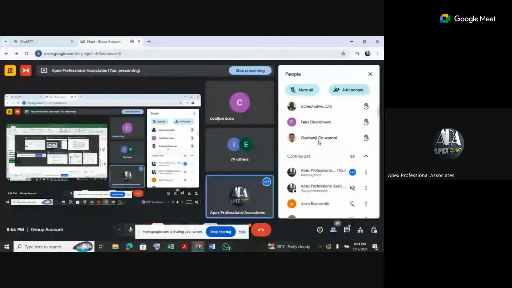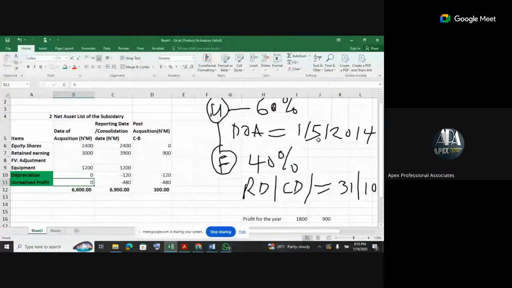Tolu, like I mentioned before, I don't always like to make things complicated. I like to do things the simplest way. I remove depreciation and unrealized profit from the net asset list. Remember that you can only take unrealized profit from your net asset list if and only if the subsidiary is selling. If it is the parent that is selling, your unrealized profit will not be deducted from your net asset list. It will be deducted when you are computing the retained earnings of the parent.